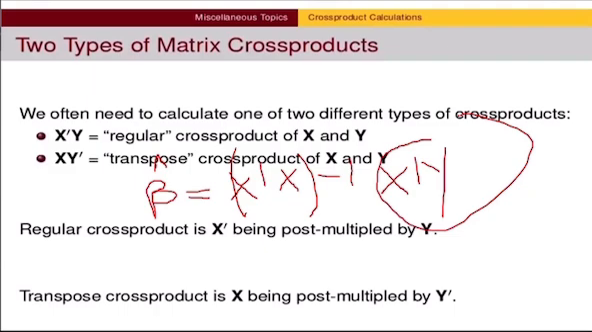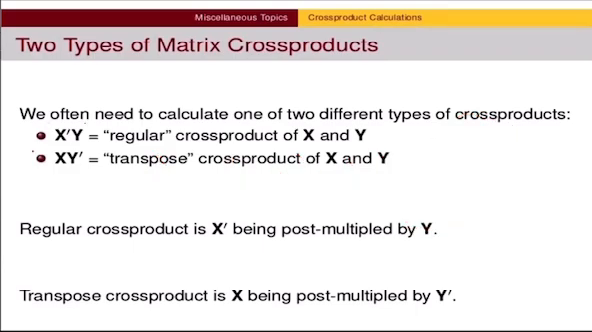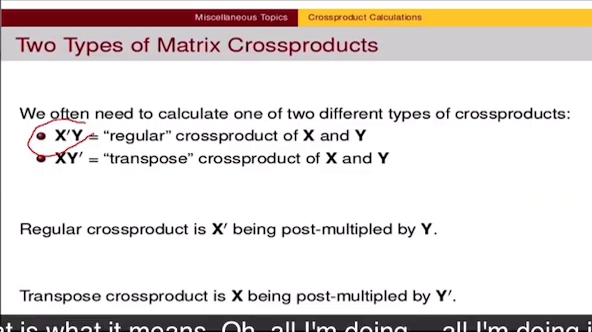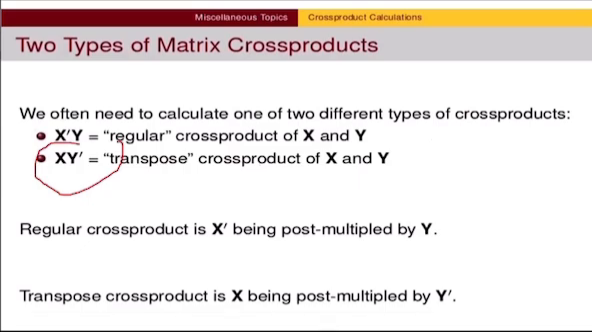Okay, so I want to welcome you to cross product. Now, the cross product is basically saying I have two matrices, X and Y. I find the transpose of X, and I use the transpose of X to multiply matrix Y. That is what it means. Or I'm using X, a matrix, to multiply the transpose of Y. So those are the types of matrix cross product that we have.